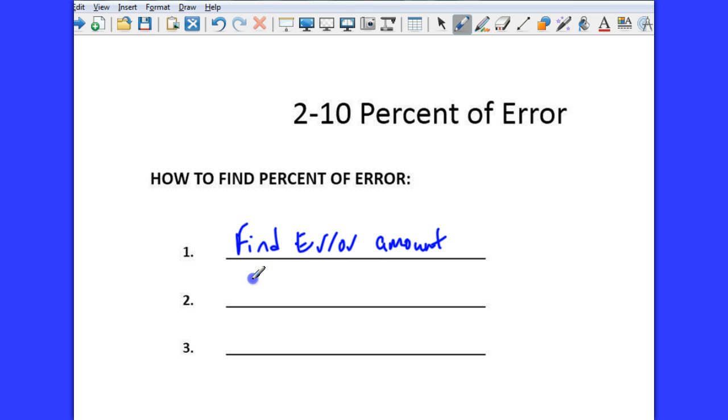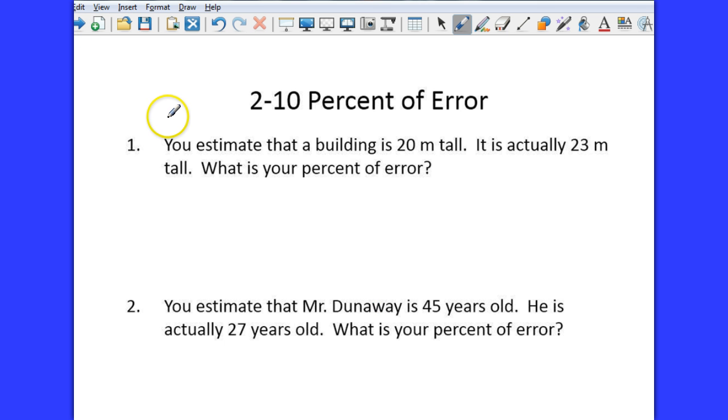All right, after you find the error amount, you divide it. It's real similar here. It's not the original that you divide it by, you're dividing it by the actual. And then you multiply that times 100. So you see the similarities there? You find the error, divide it by the actual, multiply it by 100. Let's look at one. Number one says, hey, you estimate that a building is 20 meters tall. Then you find out it's actually 23. Okay, so you missed it by 3. What's that percent of error?